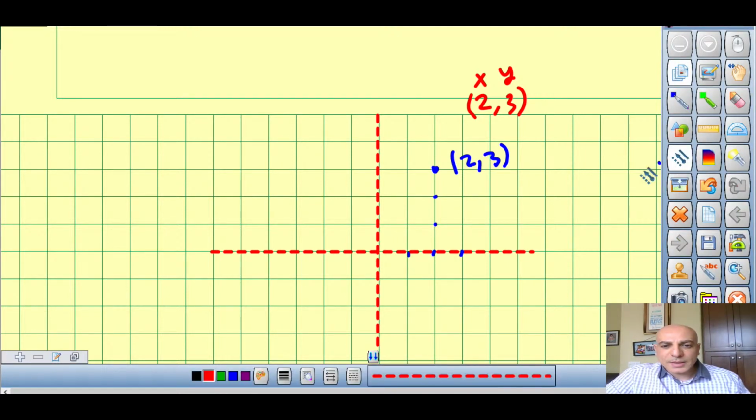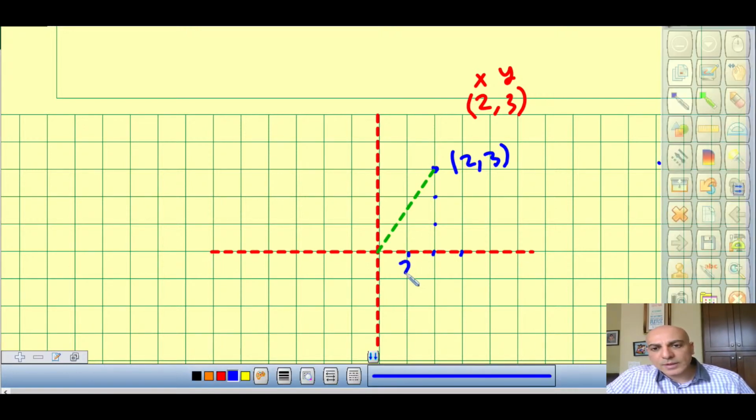I just want to add a little bit of information here. I'm not going to ask you to do it, but just a thought. This distance is 2. I went up 3, so this is 3. This is 2 for the x. This is 3 for the y. What do you think this guy here is? I'm not going to ask you to do it. I'm just saying.